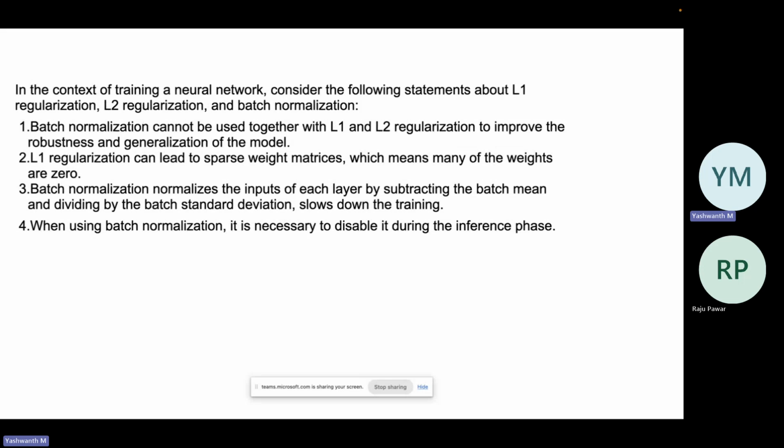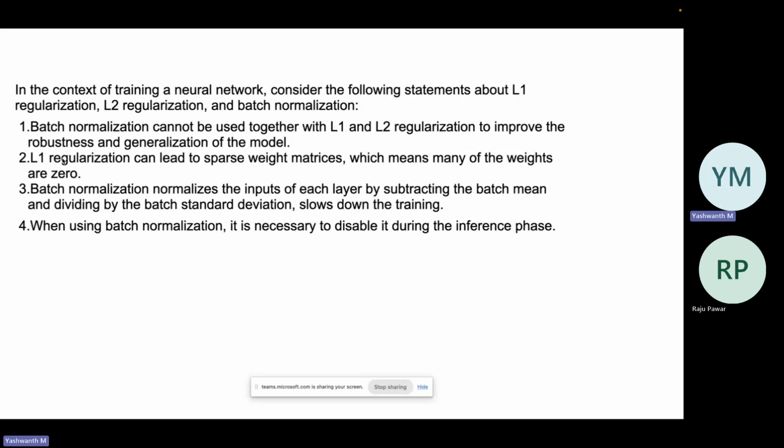So now, when we train a neural network, we have a bunch of techniques to prevent overfitting. These are called regularization: L1, L2, and batch normalization. Batch normalization is typically not considered a regularizer. Right, so this is an incorrect statement because L1, L2 can be used along with dropout.